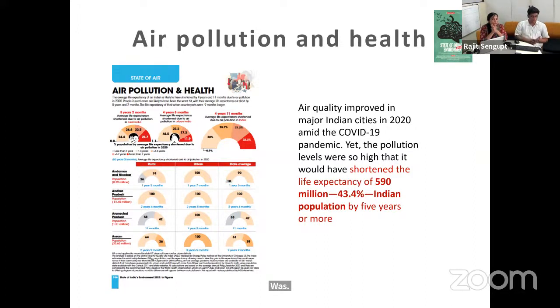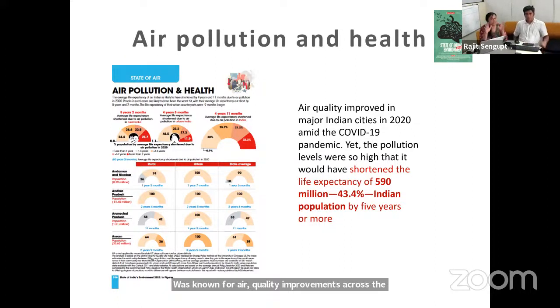Again, what we found out was, interestingly, many of us know that the year 2020, the year of the pandemic, was known for air quality improvement across the country. That was a buzz that was created, that yes, the air has become cleaner because people are staying in-house. But now when you see the data, despite that, what we found was that the pollution levels were still very high. And they were so high that when we compared them with life expectancy in the country, we realized that almost 43% of the Indian population would have their life expectancy shortened by 5 years or more.